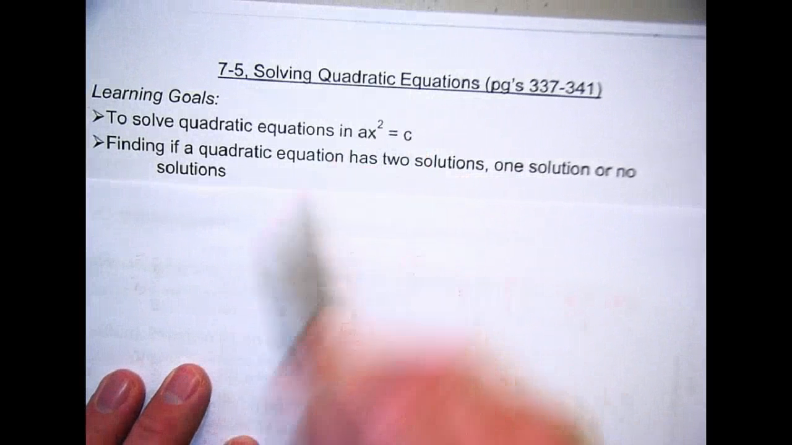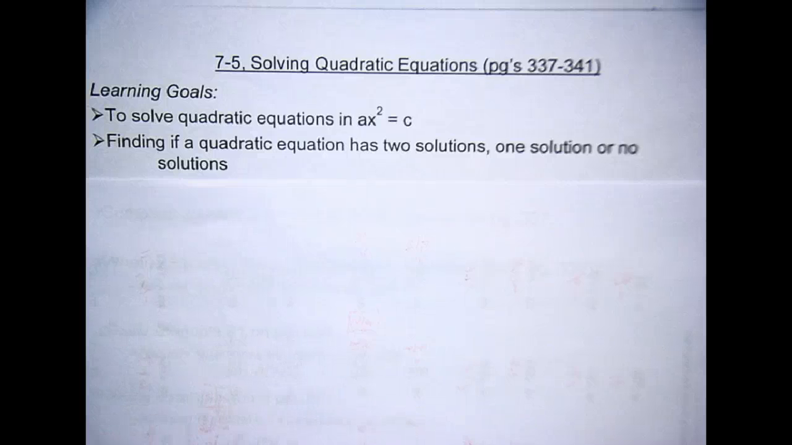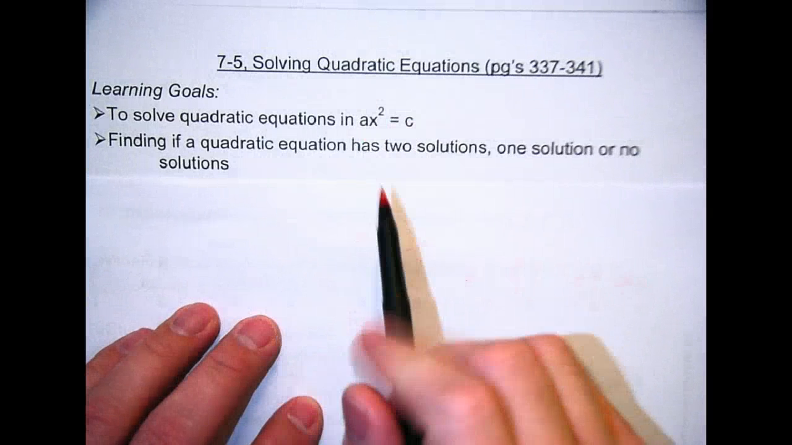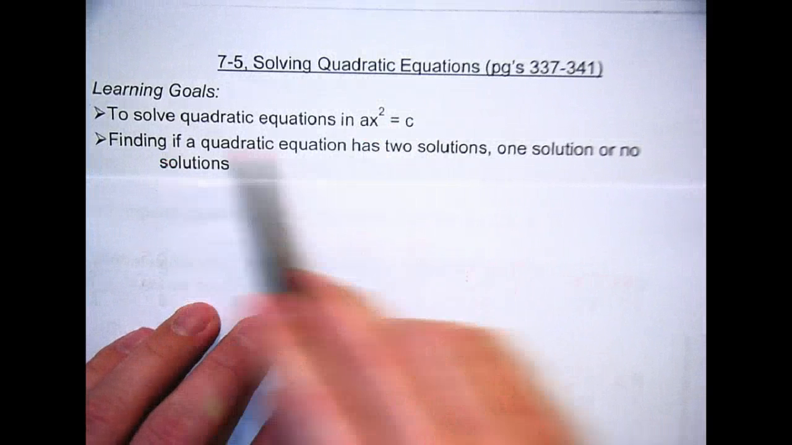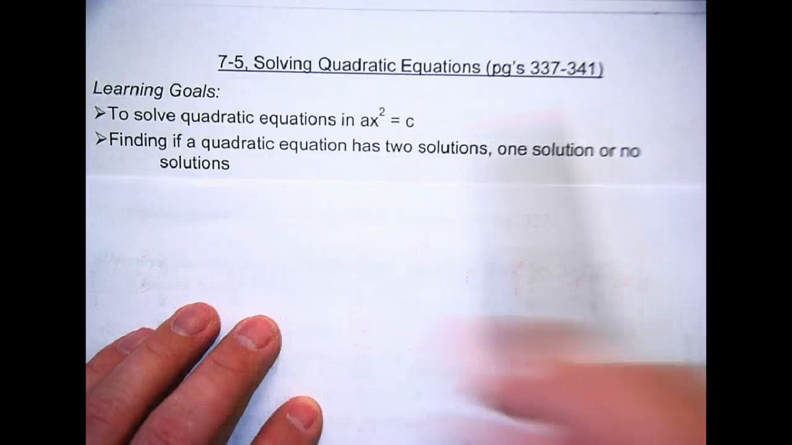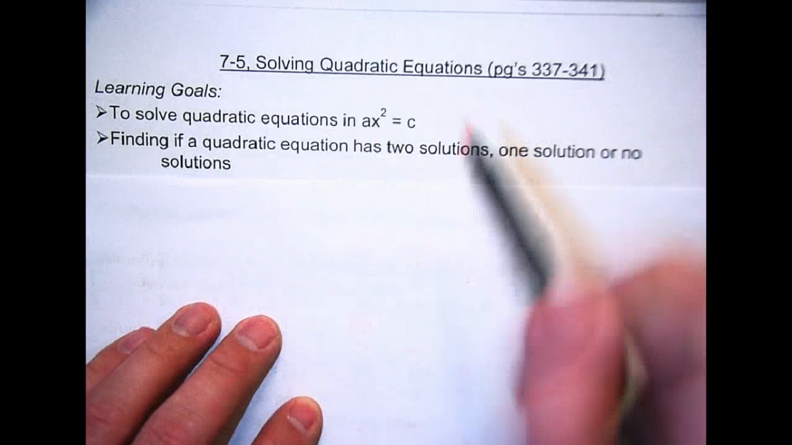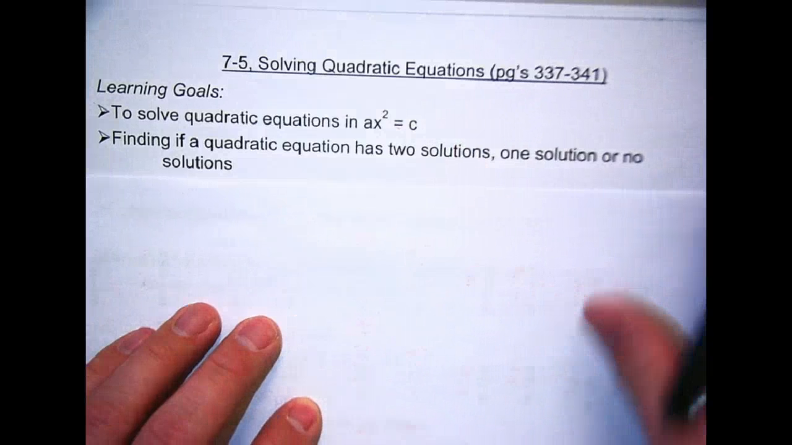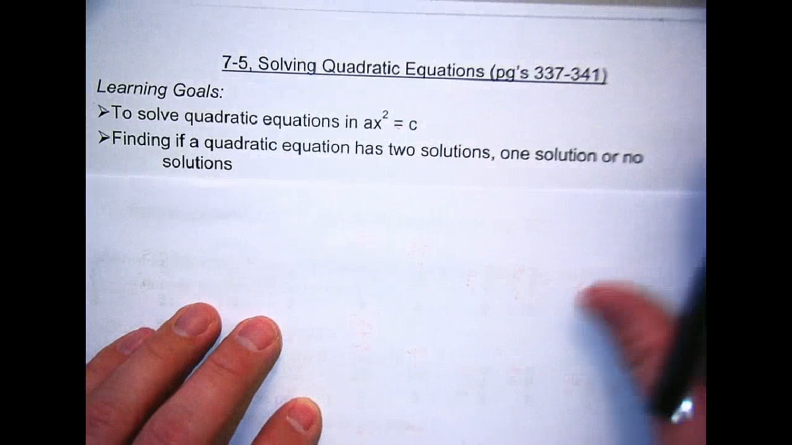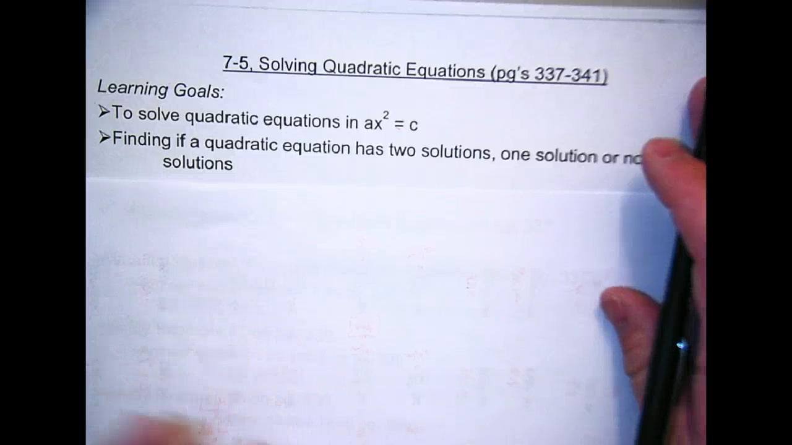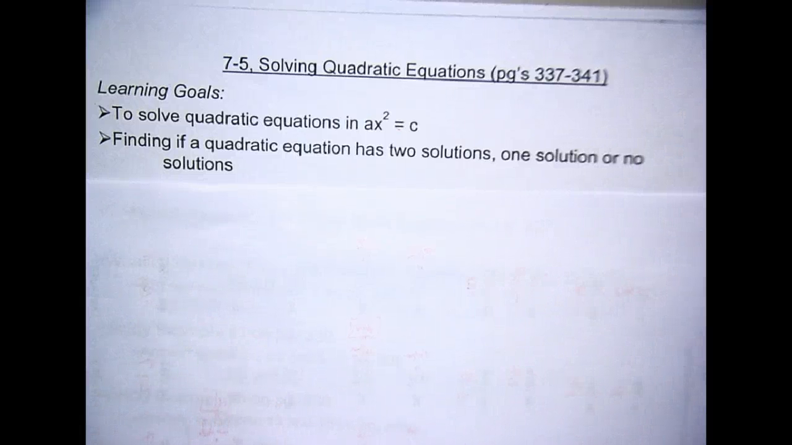Notice what's missing. Tell your neighbor what's missing. B is missing. Finding the solutions, a quadratic equation has two solutions, one solution, or no solution. That's our other goal. B is missing, meaning we're not going to have to factor them. Remember, B is the problem when you're solving and when you're graphing. It makes them a lot more difficult.